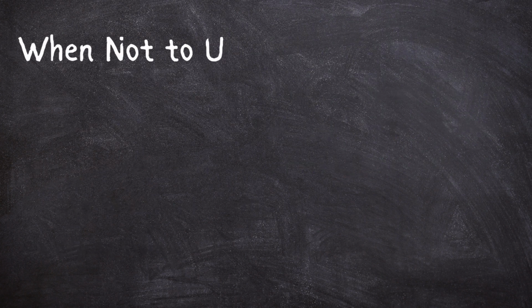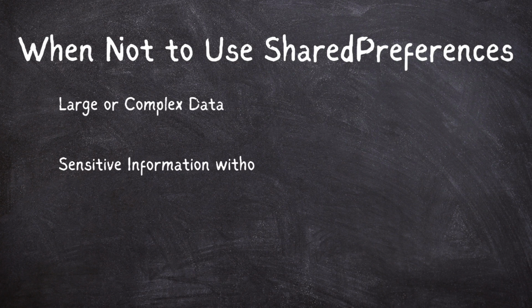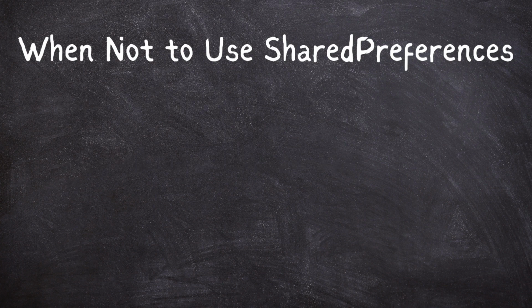So when can we not use shared preferences? This is when we have large or complex data. Avoid using shared preferences for large data sets or complex relational data structures. For such cases, you may want to use maybe SQLite or Room or other storage solutions. Again, sensitive information without encryption. Whilst shared preferences can store data, including sensitive information, it's best to encrypt such data before storing it in shared preferences or opt for a more secure storage mechanism like Android Key Store.